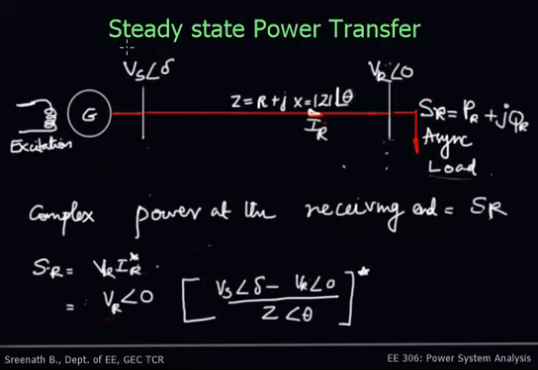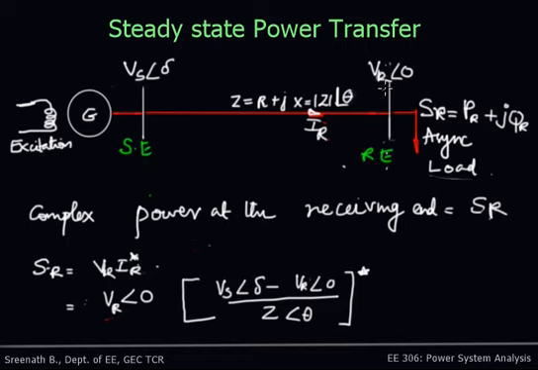So, for explaining the steady state power transfer and the factors that this power transfer depends on, we have taken an example. Here we have a three-phase system which is represented by a single line diagram. This system has a synchronous machine connected to the bus, and this bus is connected to the load via a transmission line. This is the sending end, and this is the receiving end.